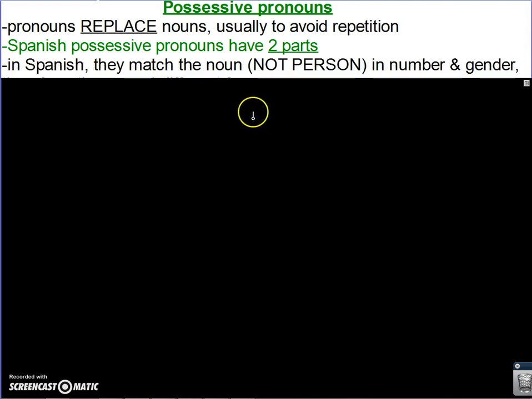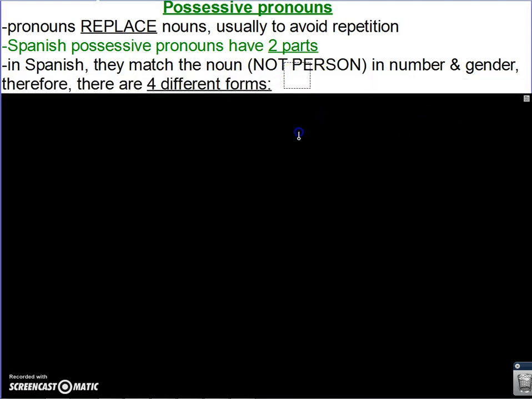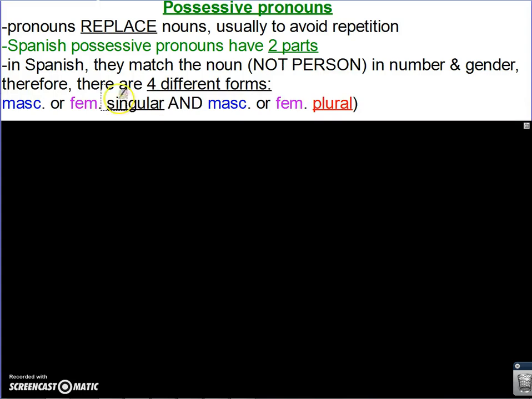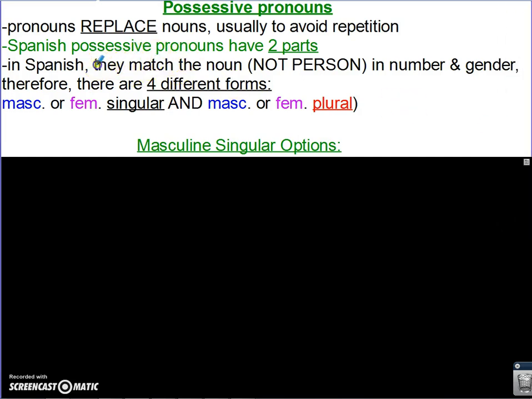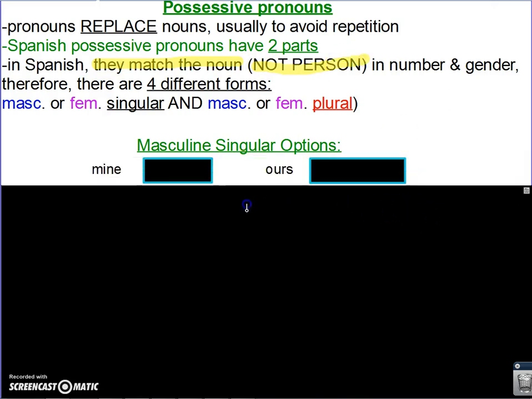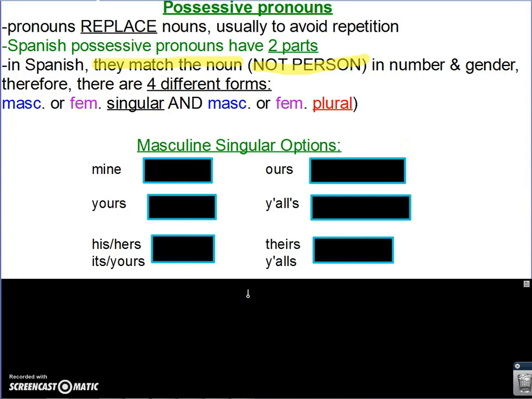Don't forget that in Spanish, they must match the noun that they are describing, not the person, in number and gender. Therefore, there are 4 different forms: masculine singular or feminine singular, and masculine plural or feminine plural. So again, just like with our possessive adjectives, don't forget they match the noun, not the person that they're replacing. So let's look and see what these are.